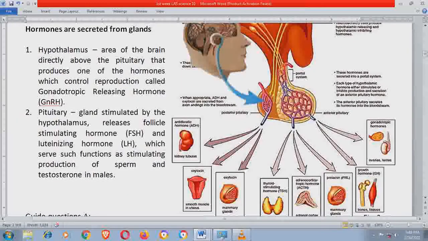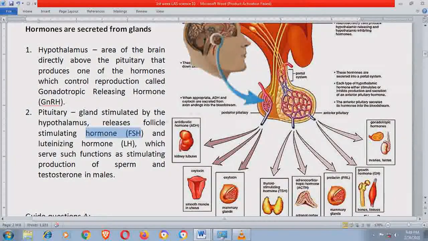No? So maybe you're wondering, asan ang FSH? Kasi dito sa 8 hormones na dito sa baba: antidiuretic hormone, oxytocin, thyroid stimulating hormone, adrenocorticotropic hormone, prolactin, growth hormone, and gonadotropic hormone. Wala ang FSH at LH.